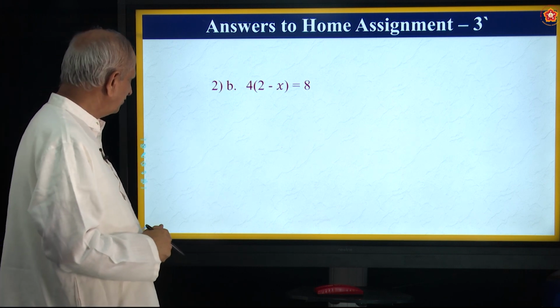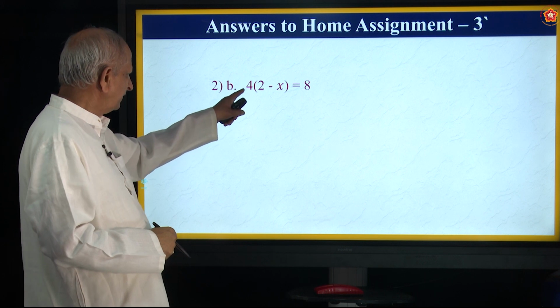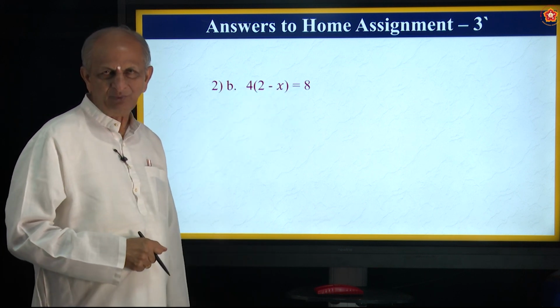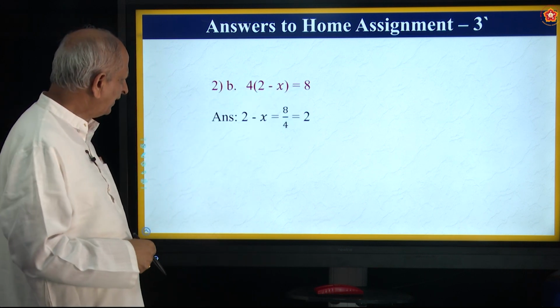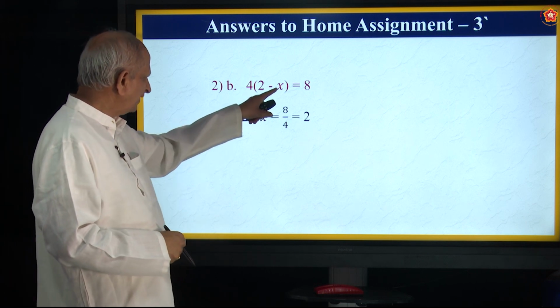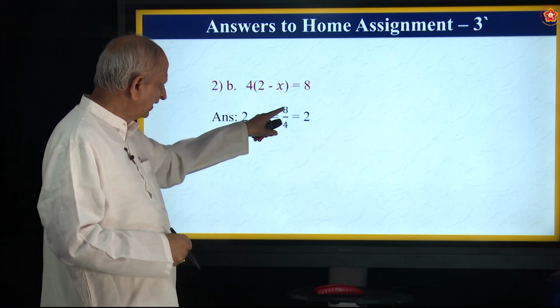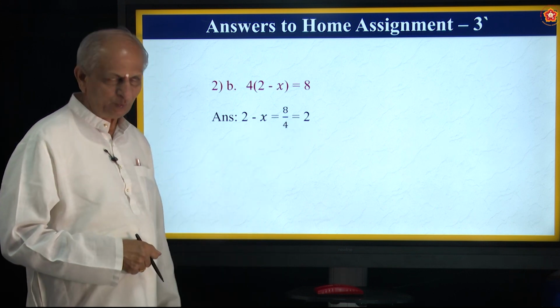X. So, what is the first step? Bring this 4 to the right side. What must you do? You should divide it. So 2 minus x becomes 8 by 4, that is 2.